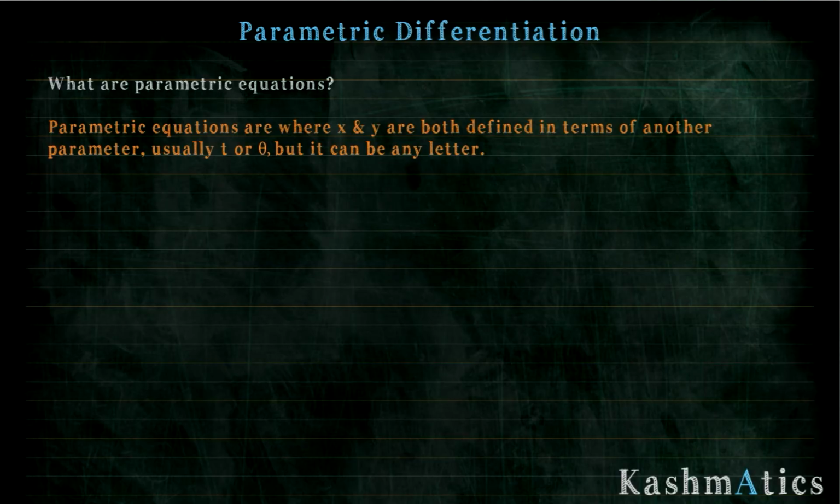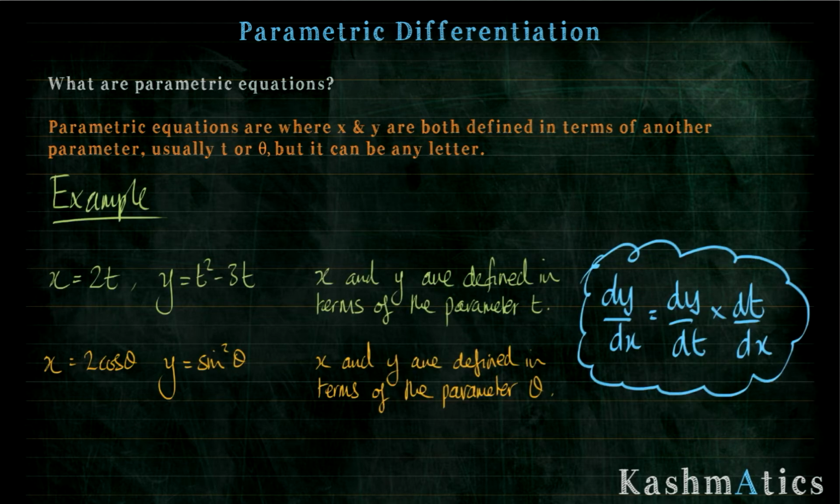So before I do any examples, I want to remind you what parametric equations are. And that's when x and y are both defined in terms of another parameter. It's normally t or theta, but it can actually be any letter. So let's say we've got these ones here.